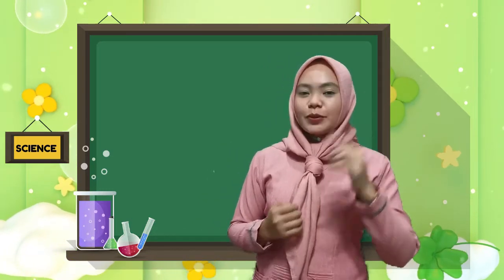And now, let's have a short review. Question number 1. Who invented the first compound microscope? Very good. He is Zacharias Janssen. Question number 2. Who coined the term cell? Alright, he is Robert Hooke. Question number 3. Who created a more advanced compound microscope and was able to view protozoa? Alright, very good. He is Anton van Leeuwenhoek.